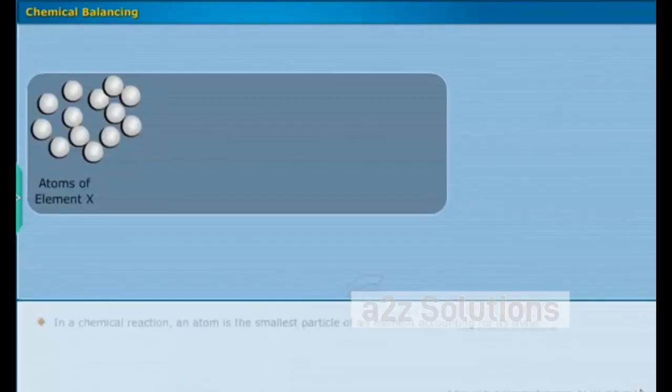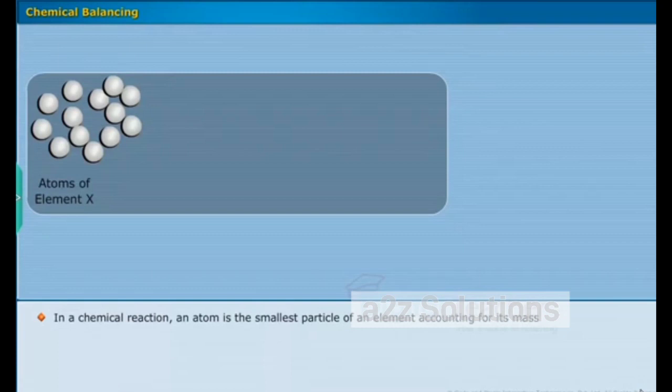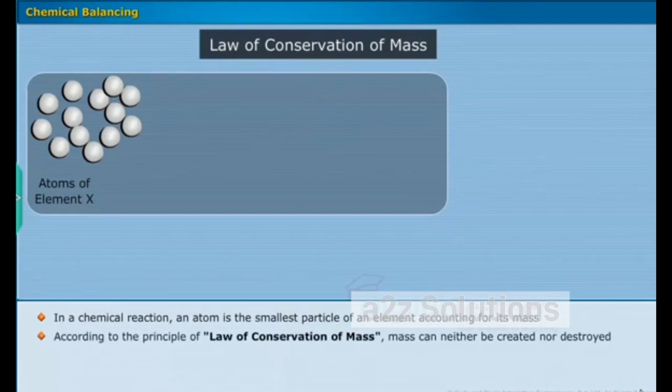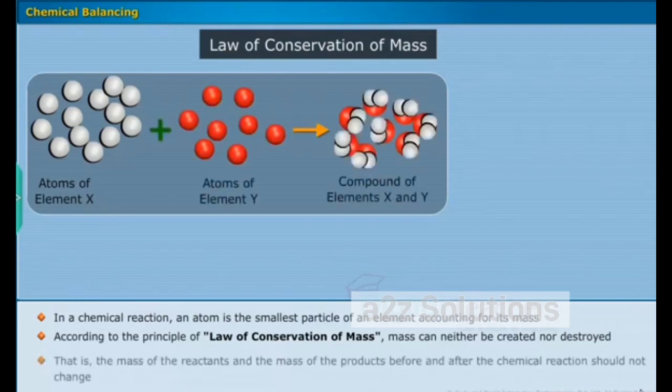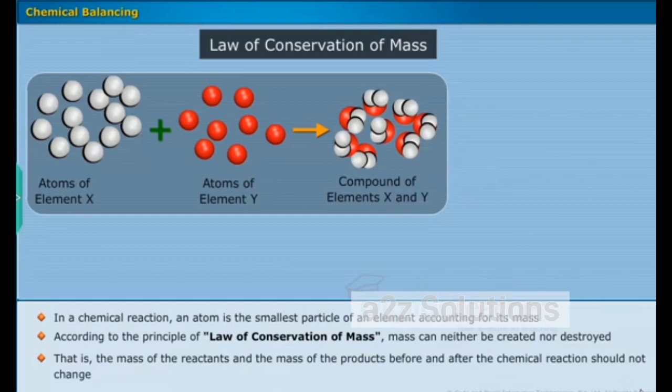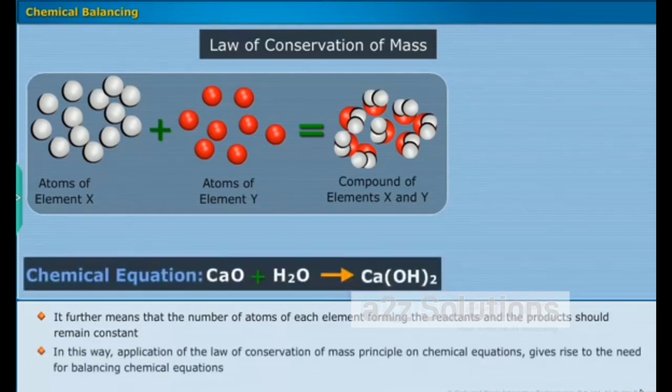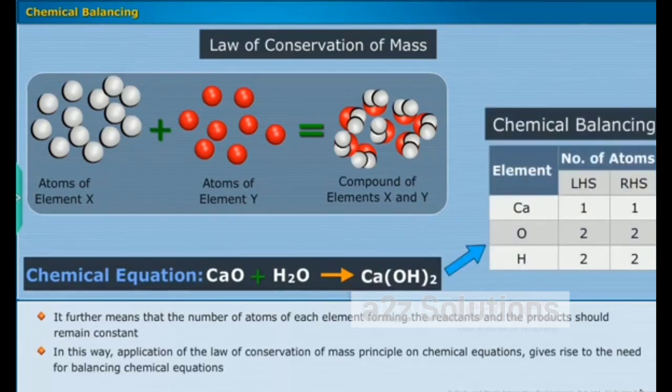Chemical balancing. In a chemical reaction, an atom is the smallest particle of an element accounting for its mass. According to the law of conservation of mass, mass can neither be created nor destroyed. That is, the mass of the reactants and the mass of the products before and after the chemical reaction should not change. It further means that the number of atoms of each element forming the reactants and the products should remain constant. In this way, application of the law of conservation of mass on chemical equations gives rise to the need for balancing chemical equations.